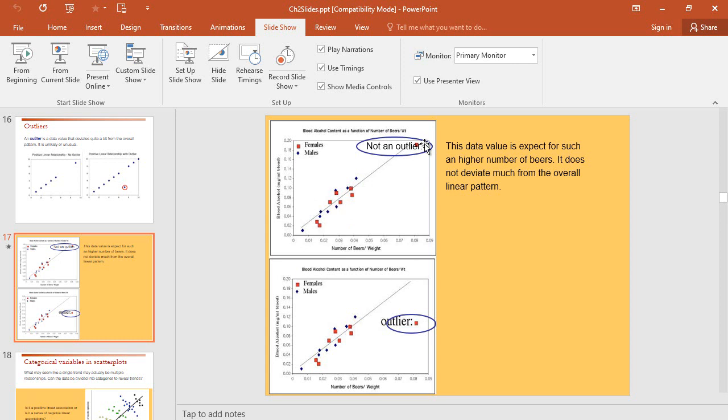And notice that I have a data point way up here. Is that an outlier? Not quite, because even though it is away from all the other data points, it is close to the overall pattern. On the other hand, in the second picture, the marked data point right here is an outlier, because it is quite a bit away from the overall pattern here.